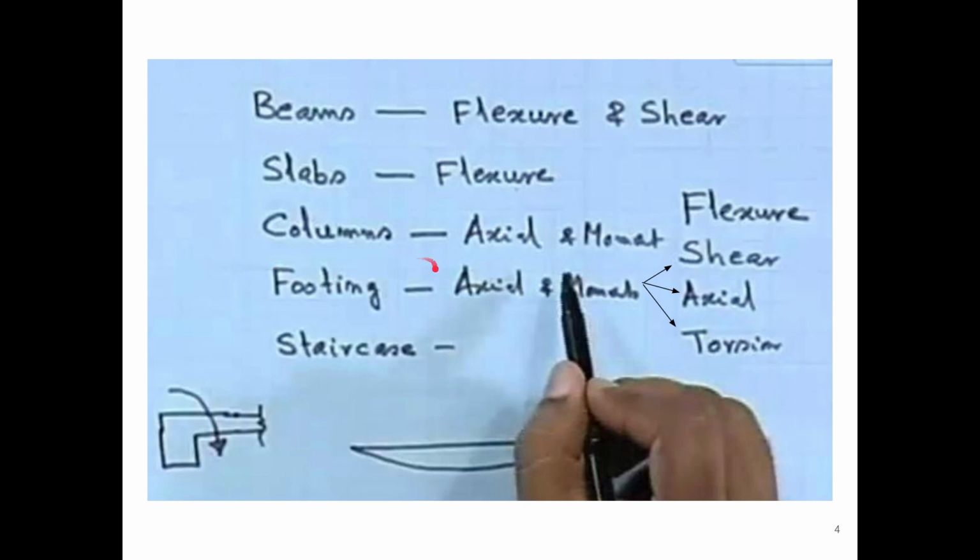In the case of columns, we design for axial force as well as moment. Axial force is basically the compressive load. Moment arises if the load is not acting at the center of the section, so some moment will be generated. That moment we have to take into account, and that may result in flexure also. So that is why we mainly talk about axial force, that is compression force, and moment.